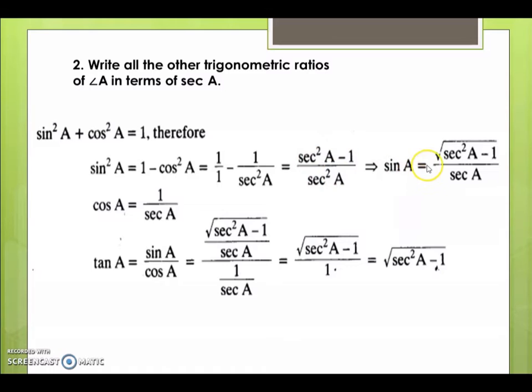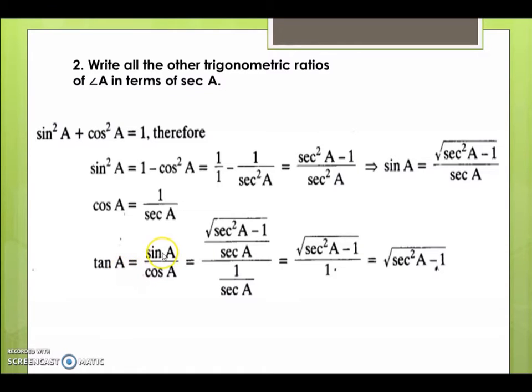So sin A will be the square root of this entire thing. When I take the square root of this, the numerator will remain as it is, square root of sec square A minus 1, divided by sec A. This is what I get. Then cos A we already know is the reciprocal, so 1 by sec A.